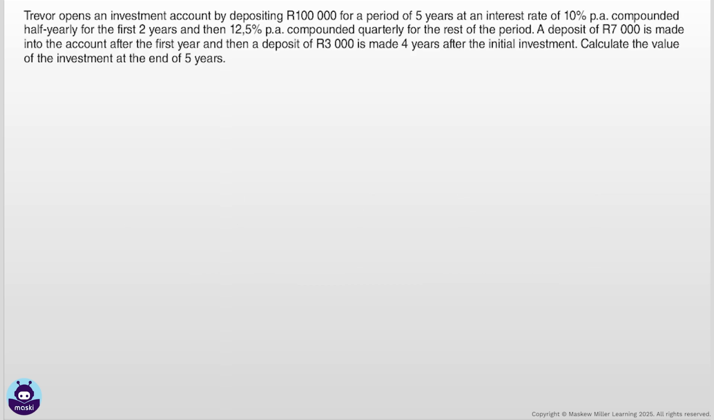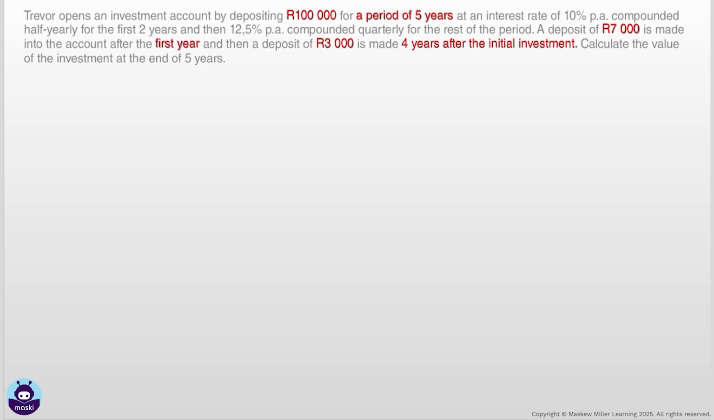Trevor opens an investment account by depositing 100,000 Rand for a period of 5 years at an interest rate of 10% per annum, compounded half yearly for the first 2 years, and then 12.5% per annum compounded quarterly for the rest of the period. A deposit of 7,000 Rand is made into the account after the first year, and then a deposit of 3,000 Rand is made 4 years after the initial investment. Calculate the value of the investment at the end of 5 years.